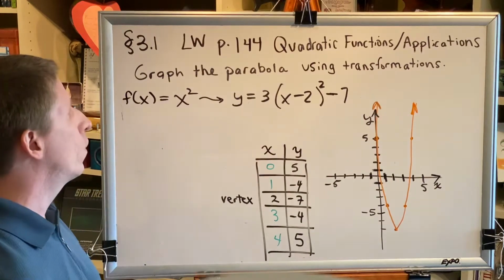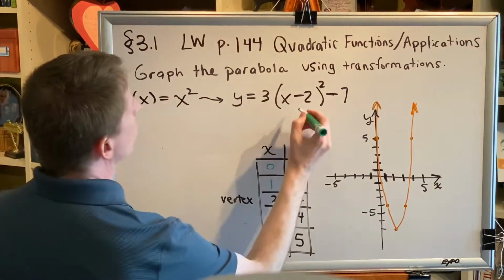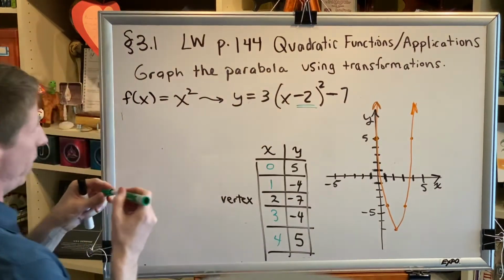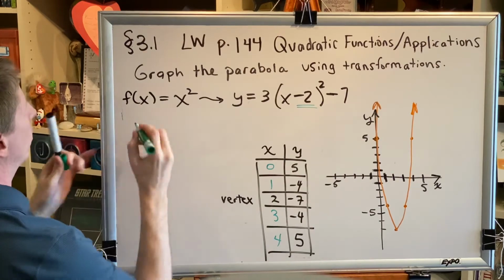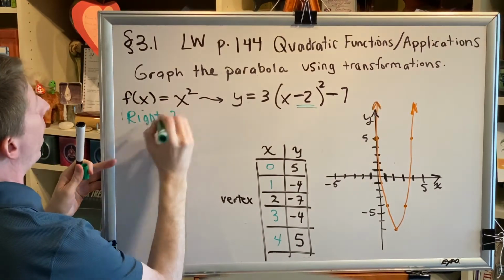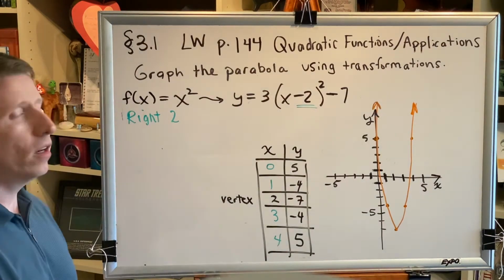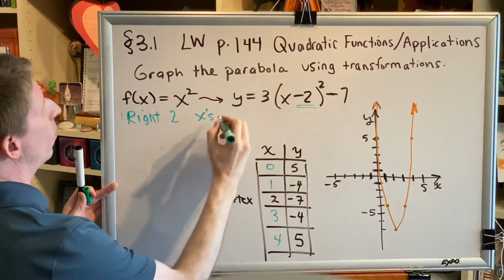Following the order of transformations, the first thing we look for would be horizontal shifting, which is right here. So this represents a shift to the right 2 spaces. Which coordinates change for a shift to the right? That would be the x's. And how do they change? We add 2.